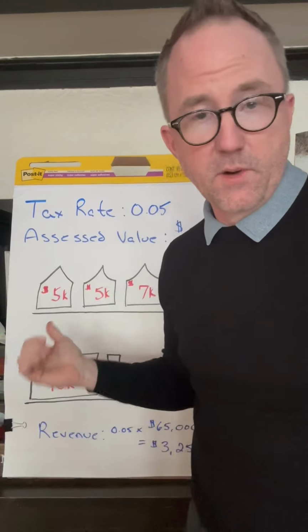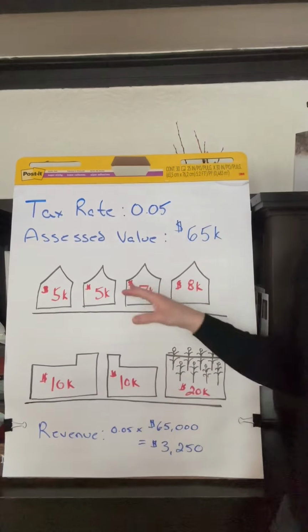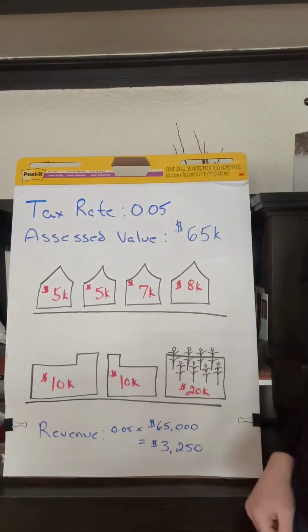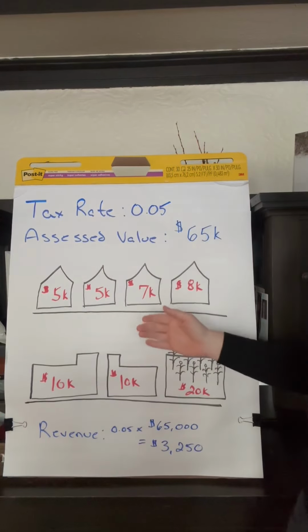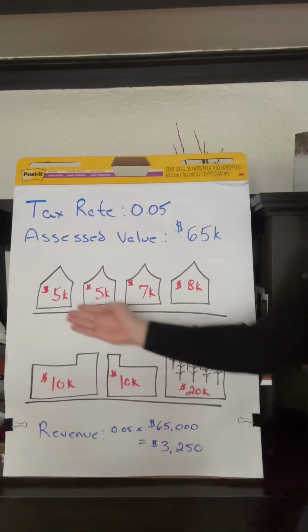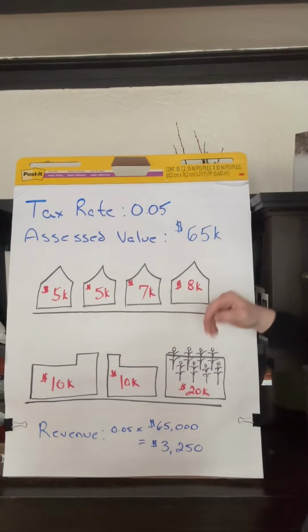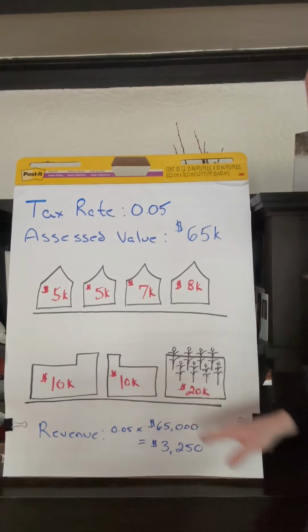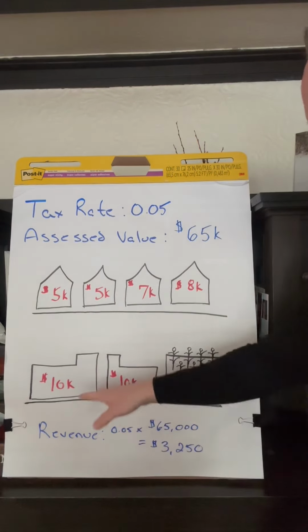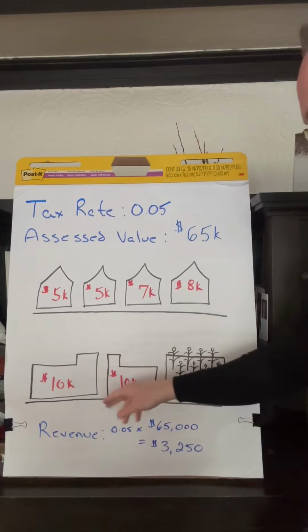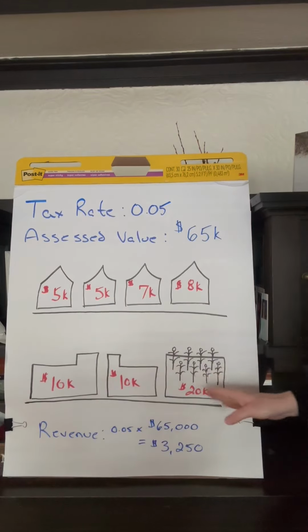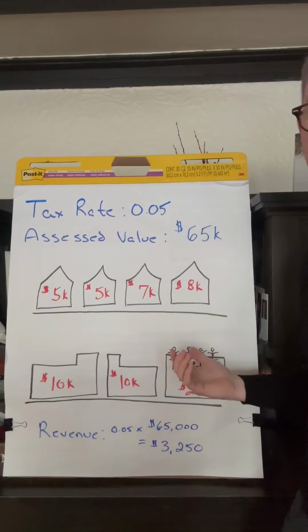Here's a simple example right here. Pretend this is your town. This is where you live. These are the streets of your town. Every property within that area has an assessed value. So you can see these houses here have an assessed value of $5,000, $5,000, $7,000, and $8,000. Down here, you have two commercial businesses, each valued at $10,000. And then here you have farmland, and that's valued at $20,000.